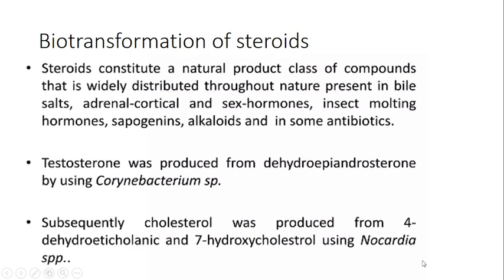dehydroepiandrosterone into testosterone. And Nocardia species have been used to produce cholesterol from 4-dehydrocholanic acid and 7-hydroxycholesterol. From these two, the cholesterol has been produced using the organism Nocardia.